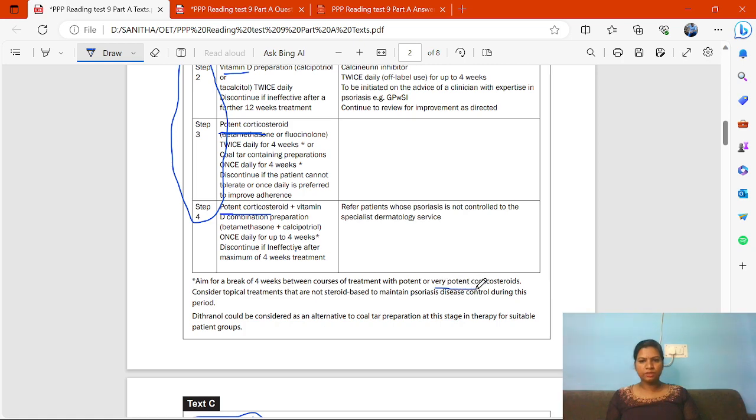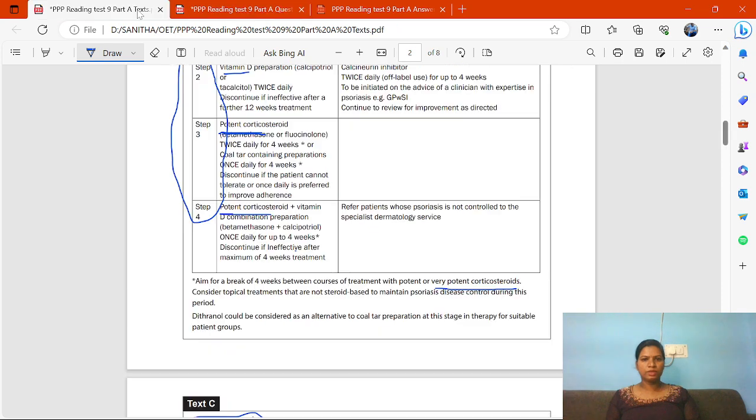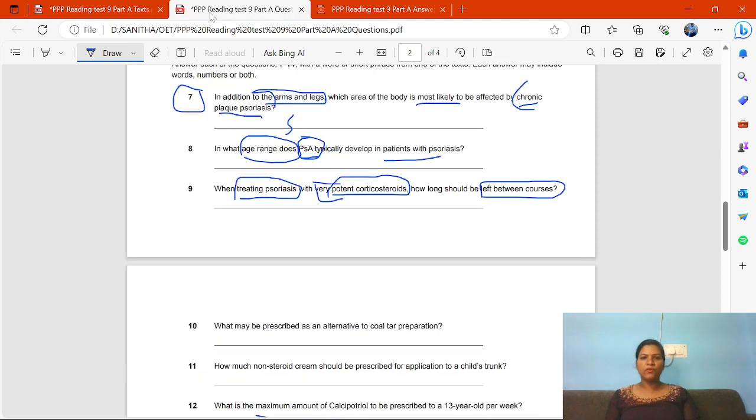Yes, here we got very potent corticosteroids. When treating psoriasis with very potent corticosteroids, how long should be left between courses? What is it saying? Aim for a break. So "left between" means break. Break is another word for left. Aim for a break of 4 weeks between courses of treatment with potent or very potent corticosteroid. So what is the answer? 4 weeks. Write 4 weeks here.